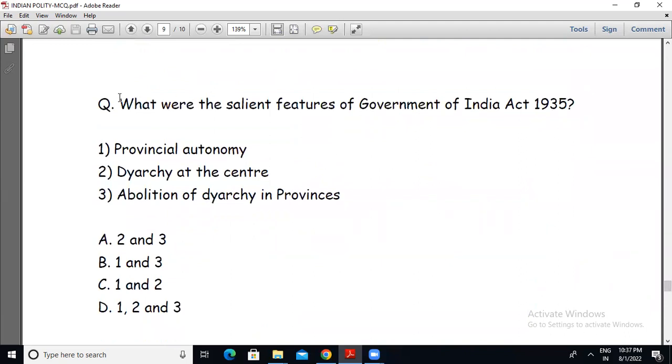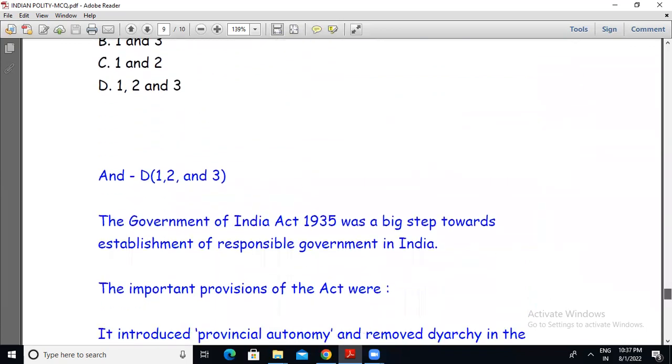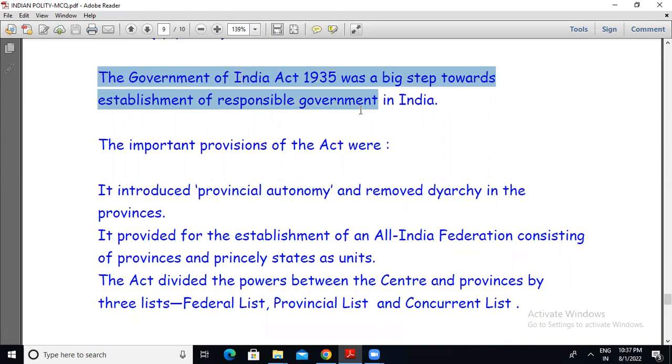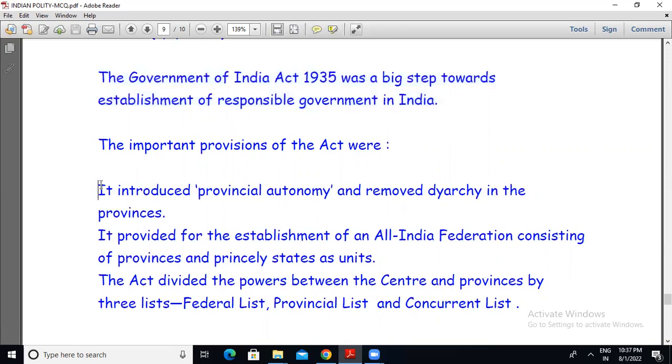Next, what were the salient features of the Government of India Act 1935? Very, very important question. Option one, provincial autonomy; diarchy at the center; abolition of diarchy in provinces. So the answer will be all of them, that is D. The Government of India Act 1935 was a big step towards the establishment of responsible government in India. What are the important provisions?